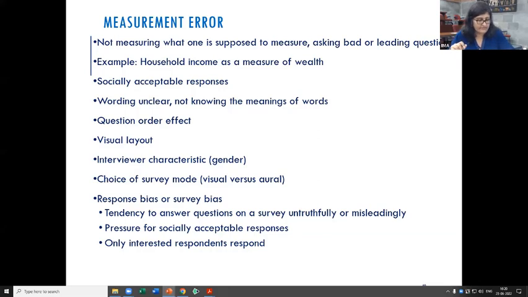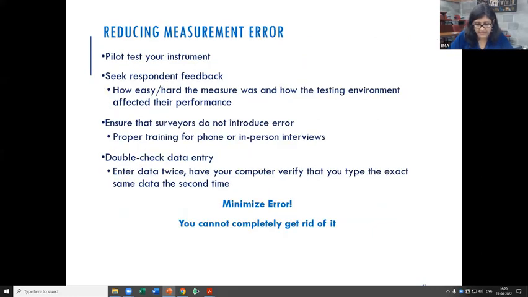So a lot of the things that we will do now, when we look at visual representation of surveys, actually look at how we can minimize measurement error. You cannot completely get rid of errors. Your job is to minimize error. And there are different ways of doing it. You can pilot test your instrument. You can get responder feedback. You can do a think aloud protocol.